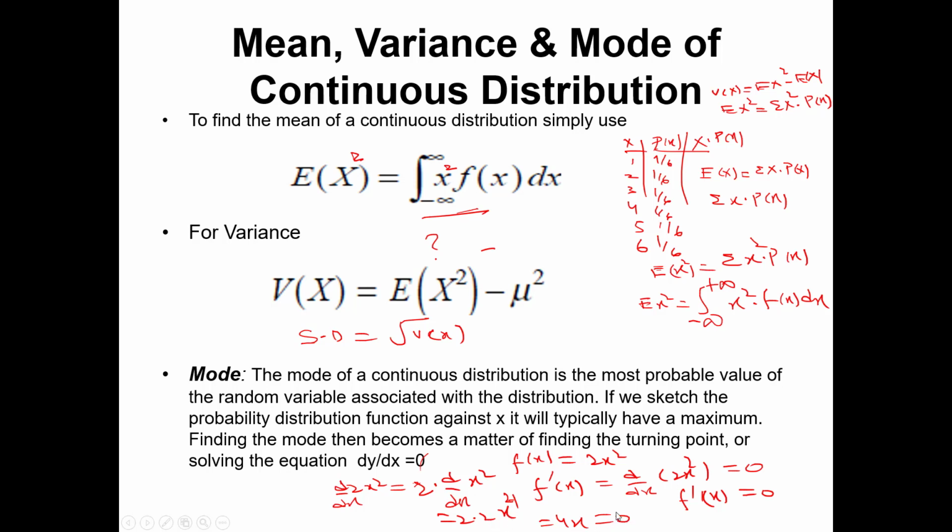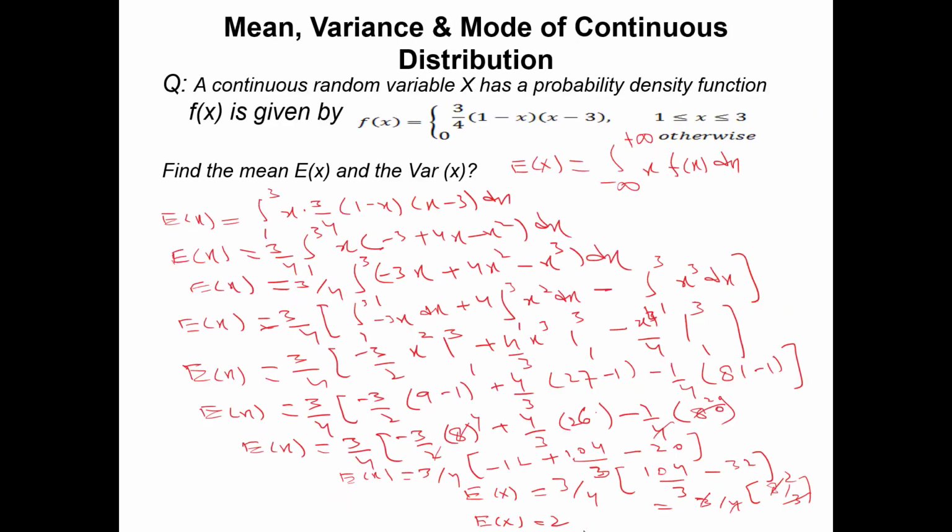4x will be equal to 0, because for the calculation of mode, you consider that the first derivative of a function is equal to 0. So from this, x will be equal to 0. You will get the most frequent observation of this. This is just an example. I will show you while solving some more examples how you calculate mode.